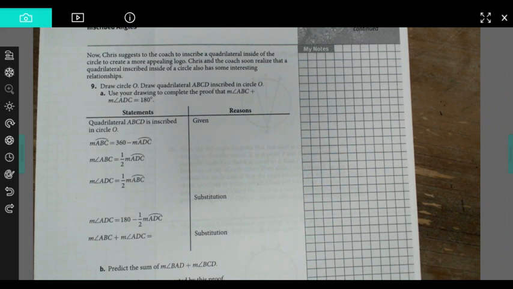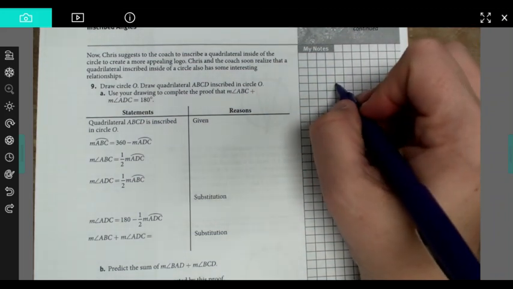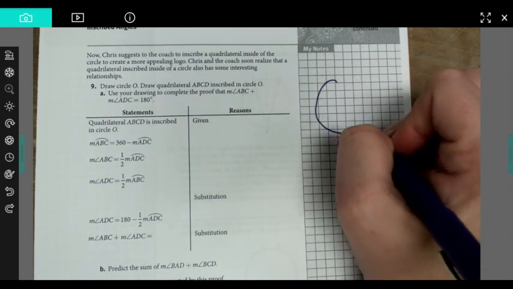relationships. Draw circle O. Draw quadrilateral ABCD inscribed in the circle O. Use your drawing to complete the proof that the measure of angle ABC plus the measure of angle ADC must equal 180 degrees. So I'm going to start by drawing a picture for myself.